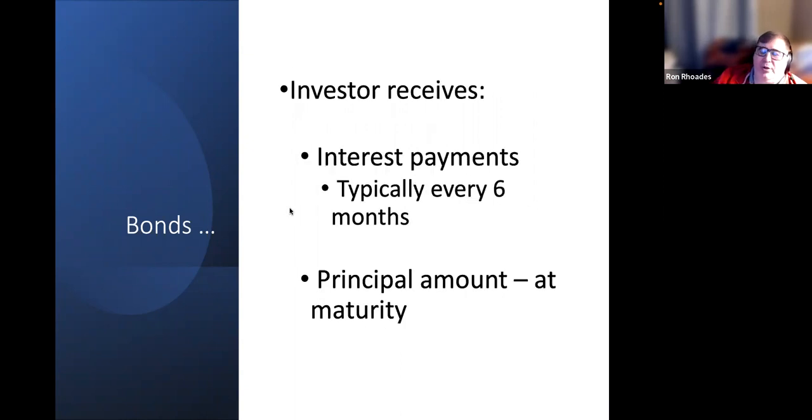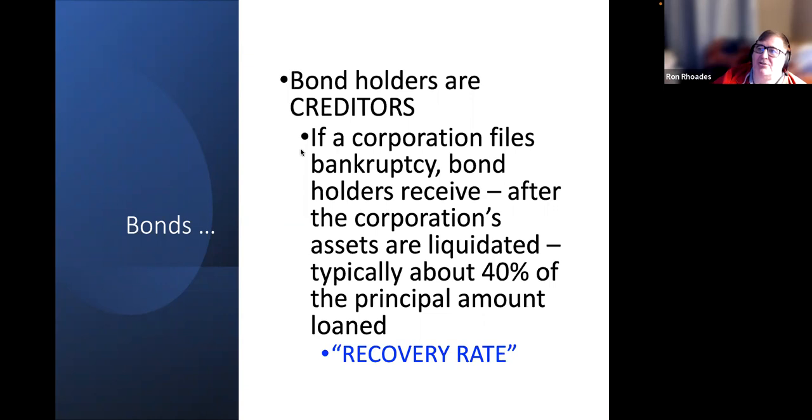So what are you getting when you're investing in a bond? Well, you're trying to get interest payments. You want those interest payments. Most bonds pay interest payments every 6 months. And then when the bond matures, at its maturity date, you're going to get the money that you loaned back, the face value of the bond, it's called. So bondholders are creditors. And if a corporation files bankruptcy, again, bondholders as creditors receive money from the assets that are liquidated, and that's typically about 40%.